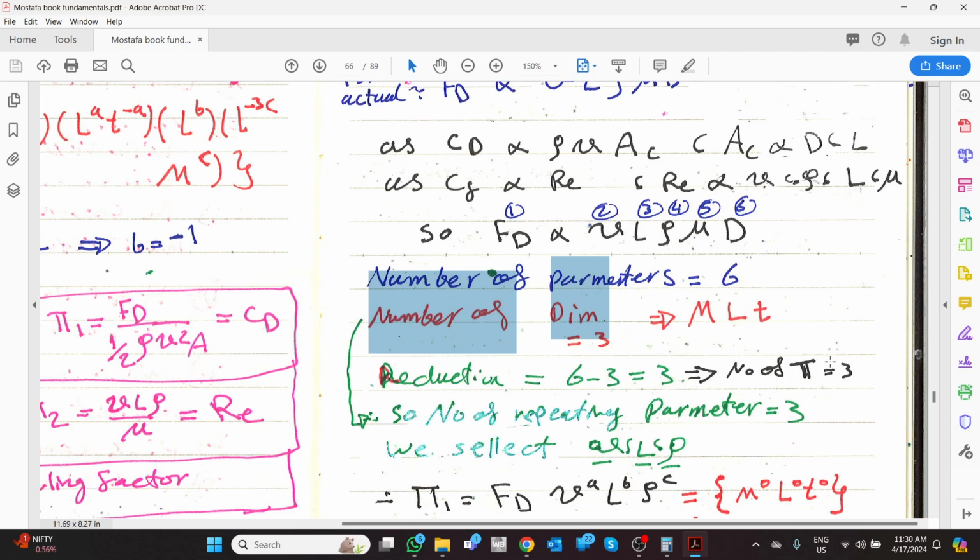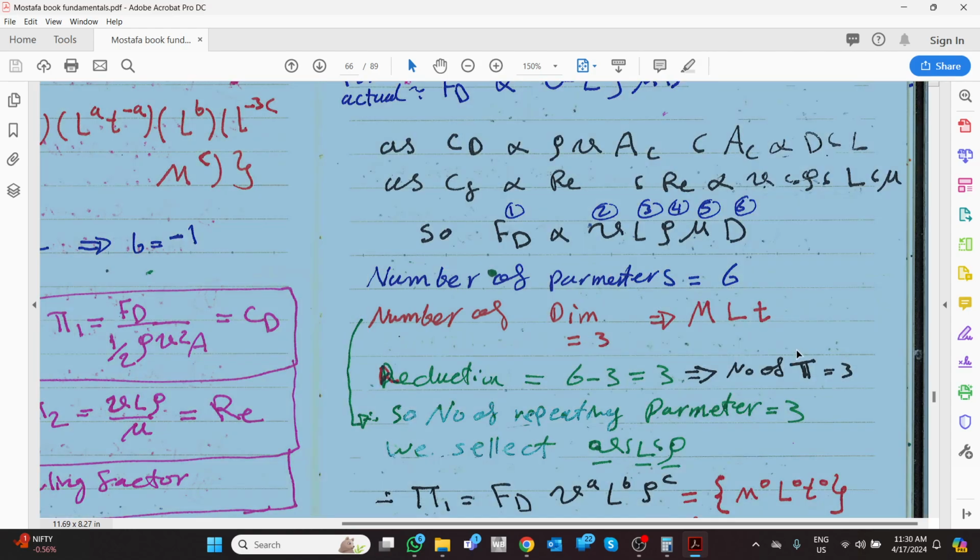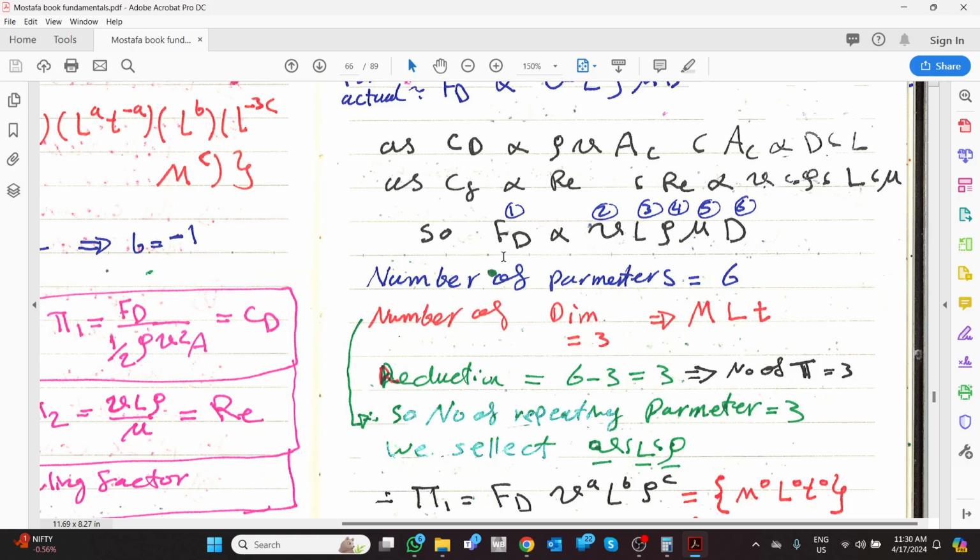Okay? But even by logic, if I have 3 pi terms, the first pi will take the primary parameter, the second pi will take one parameter, and the third pi will take the third parameter. So I should have 3 repeating parameters, which means the number of parameters minus the number of pi terms. Or in another way, the number of pi terms is equal to the number of parameters minus the number of dimensions. So the number of primary dimensions is equal to the number of repeating parameters. Okay, this is how we get the repeating parameters. But it's just using logic.